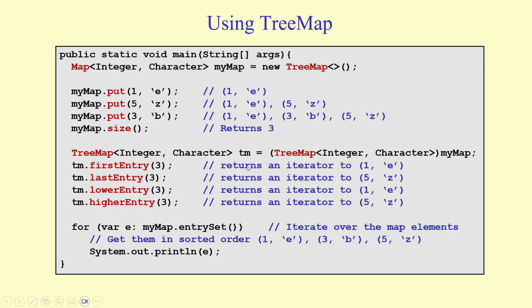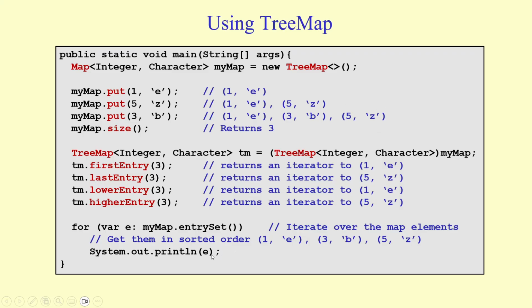Now I would like to use the additional functionality provided by TreeMap. To do that, I need to typecast this reference pointer, which is a map reference pointer right now, to a TreeMap reference pointer. Then I can say, give me the first entry. The first entry here is 1E. The last entry would be 5Z. The entry that comes before 3 in the ordering is 1E. And the entry that comes after 3 would be 5Z in the ordering.